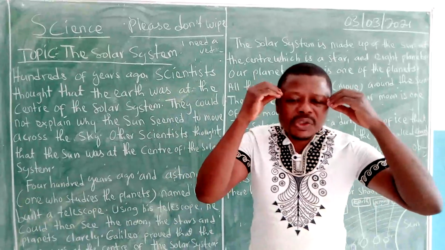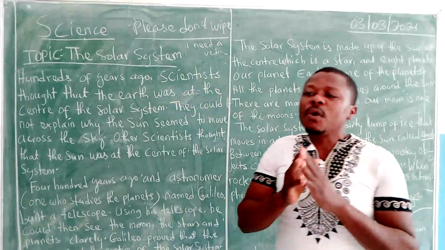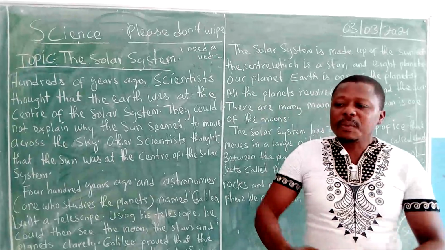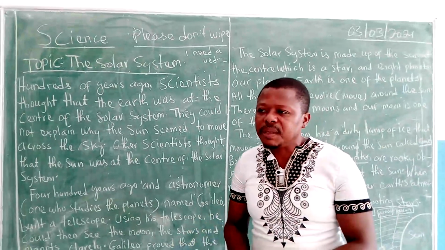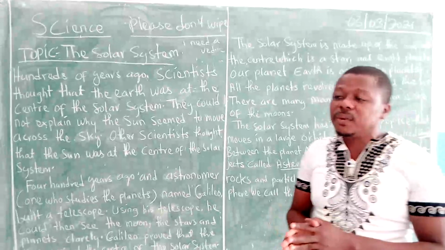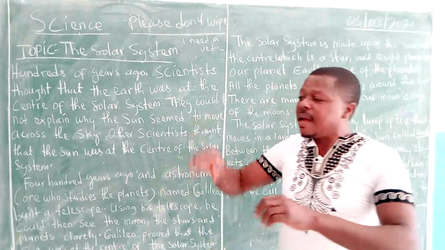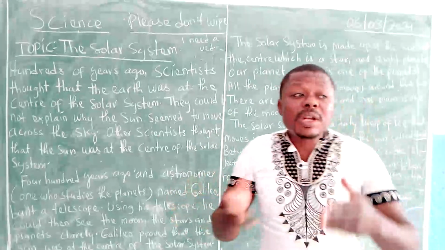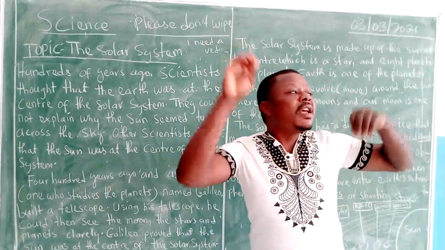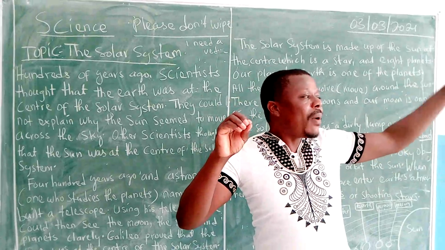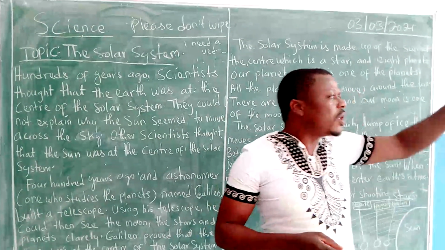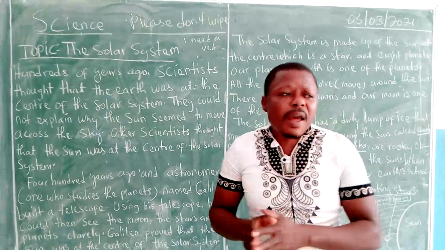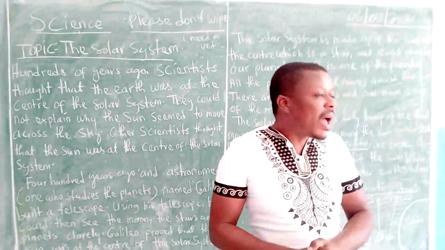Scientists had some conceptions about the solar system that are not true today. Hundreds of years ago, a group of scientists thought that the earth was at the center of the solar system. They thought so because they couldn't explain why the sun was appearing in different places at different hours of the day. So they believed that the earth was not moving, it is the sun that was moving, and so the earth was at the center of the solar system.